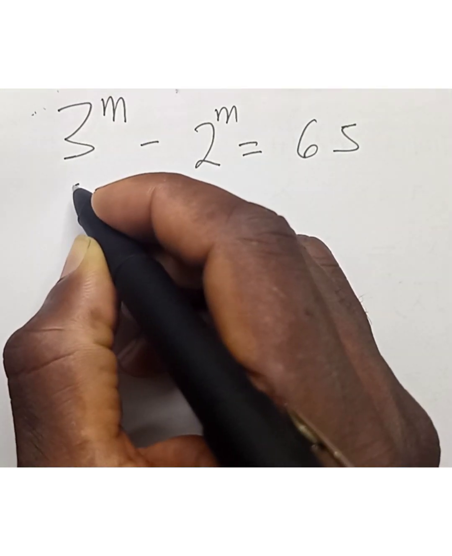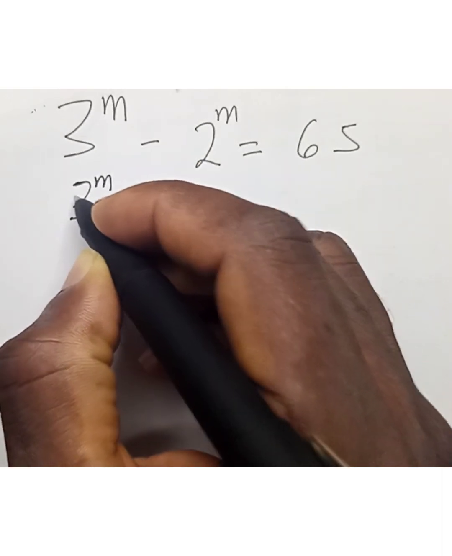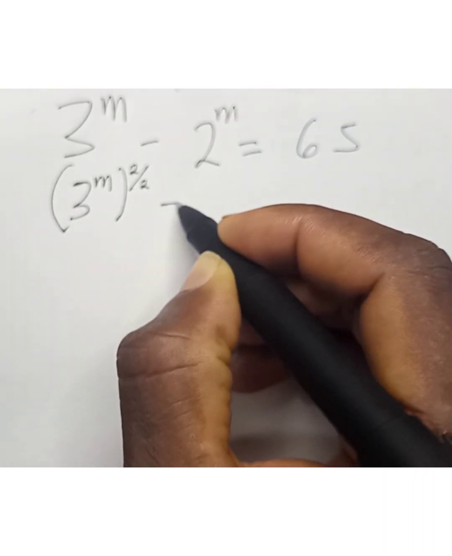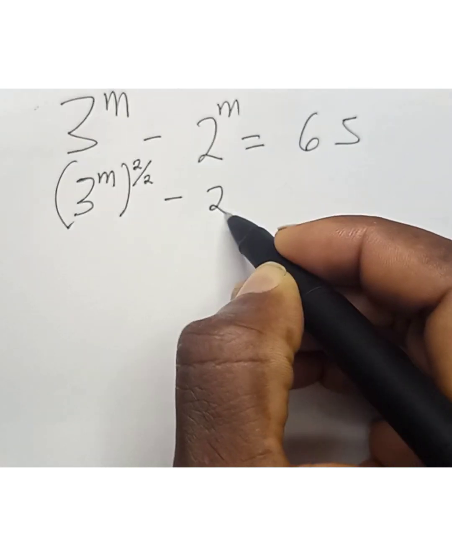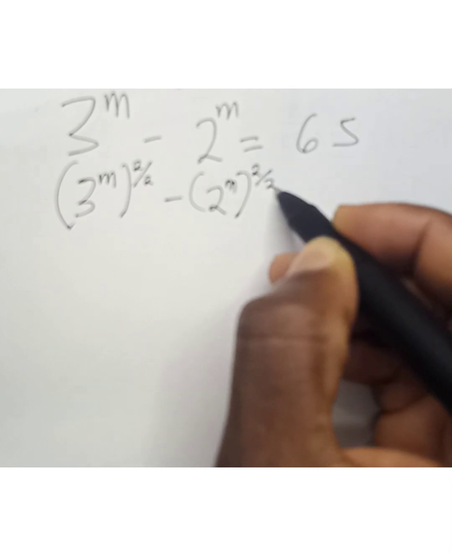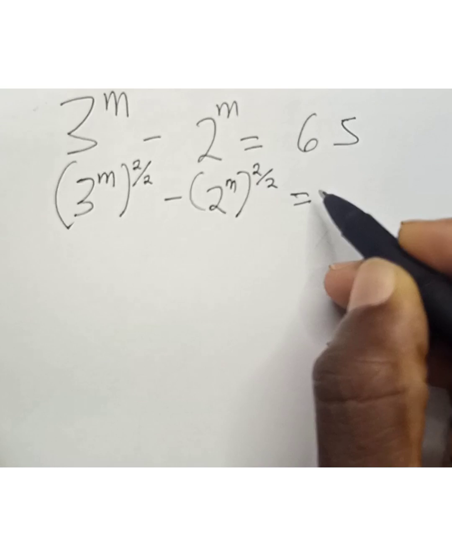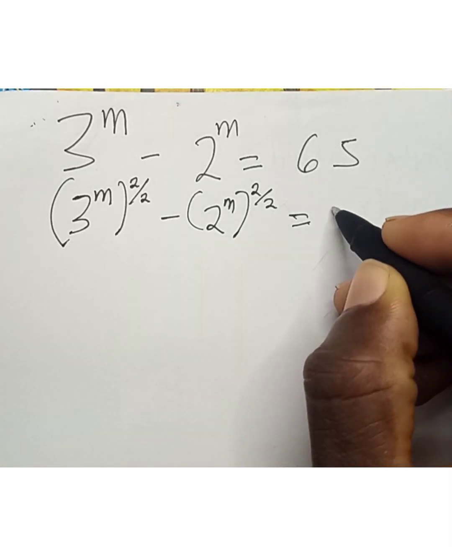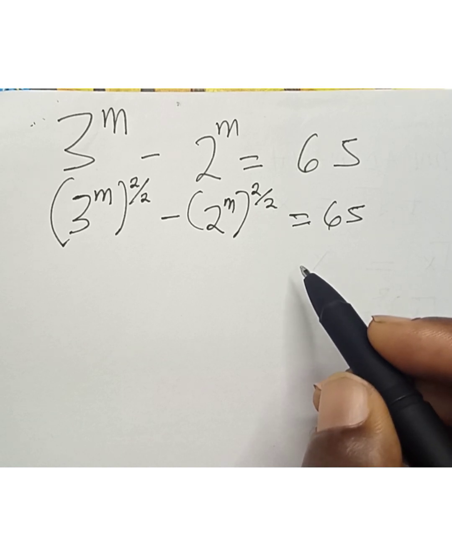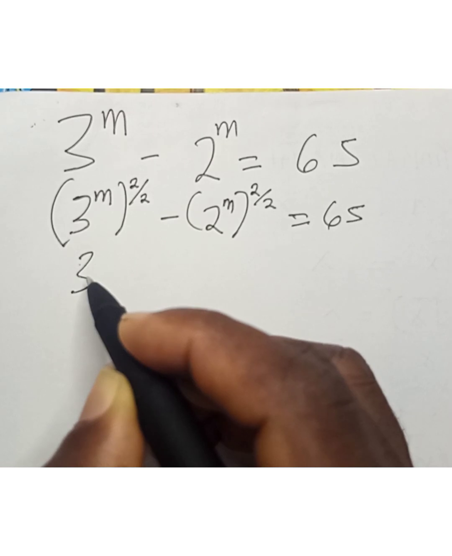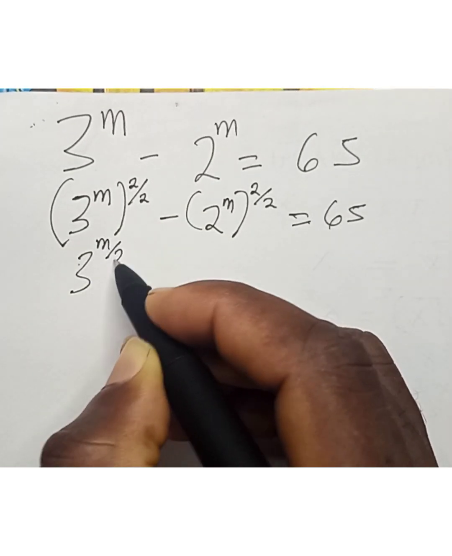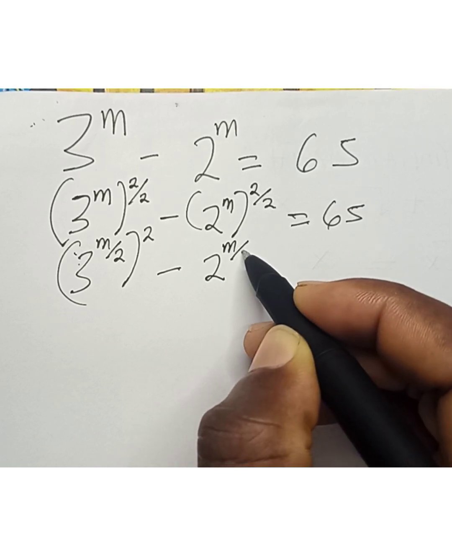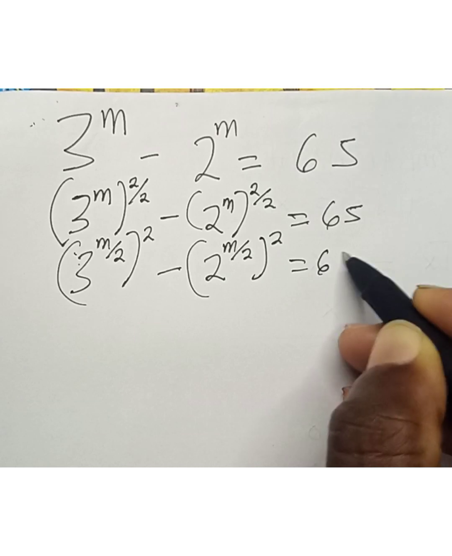So we're going to have 3 raised to power m raised to power 2 divided by 2, minus 2 raised to power m raised to power 2 divided by 2, and nothing has changed, equals 65. So we can write this as 3 raised to power m over 2, raised to power 2, minus 2 raised to power m over 2, raised to power 2 equals 65.